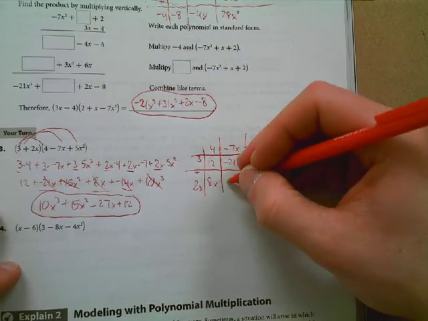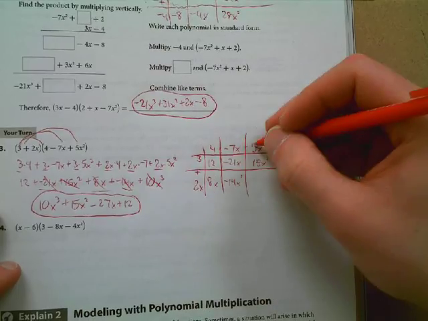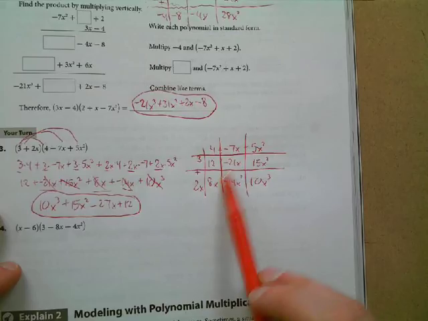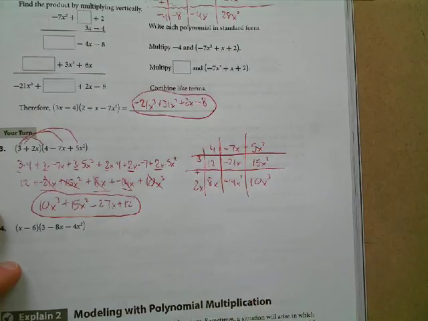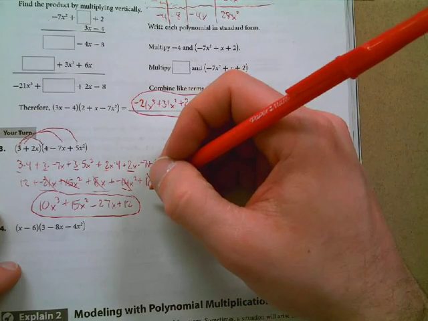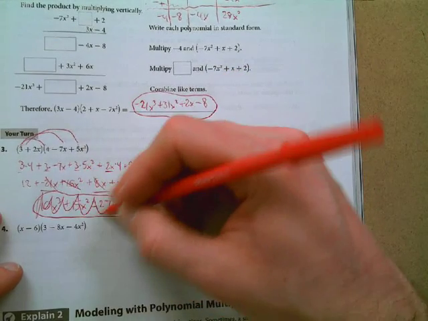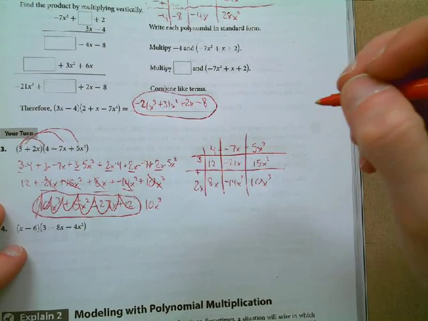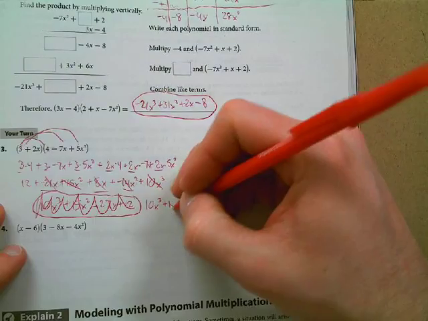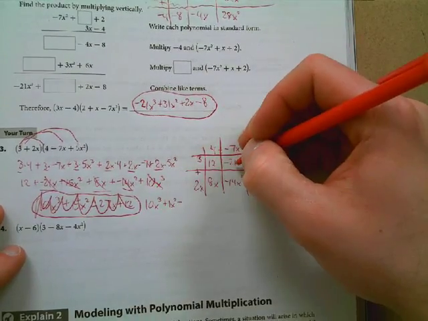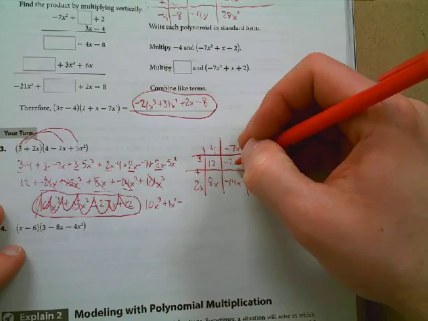I missed an x. That's supposed to be 14x squared. Mr. Wade made a mistake too. 10x cubed, sorry about that guys, plus 1x squared minus 13x, and then plus 12. I apologize, guys. The 2x times the negative 7x should be negative 14x squared. I missed the squared there. So anyway, that's our final answer.